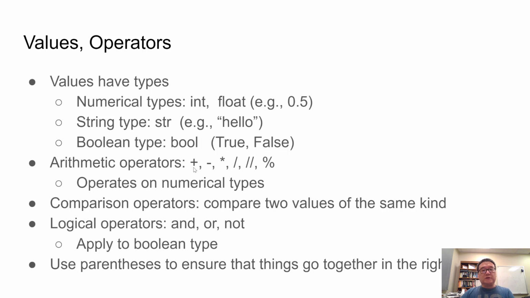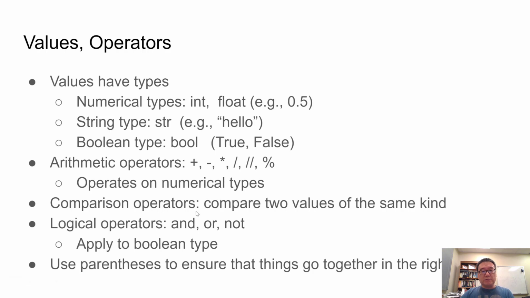Arithmetic operators are used to operate on numerical types. So we use these to write expressions that can compute values. We have addition, subtraction, multiplication, division, integer division, and mod. And there are a few other arithmetic operators we have not introduced yet. For example, there's exponentiation. We'll introduce it when we need it.